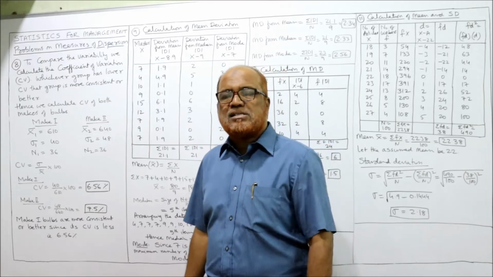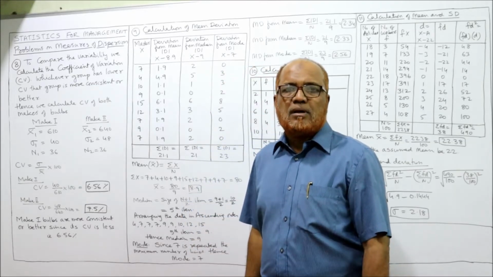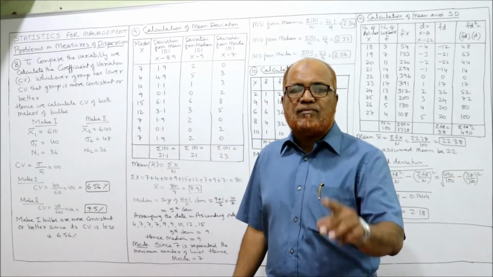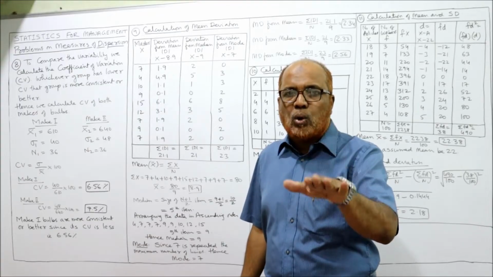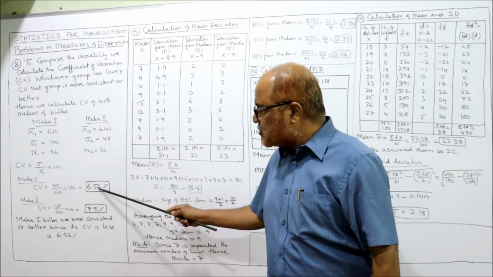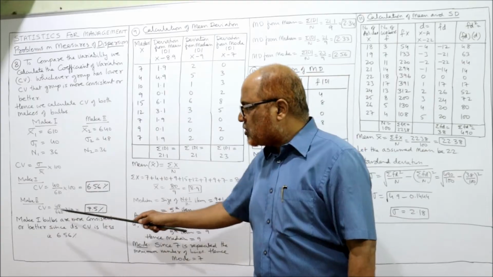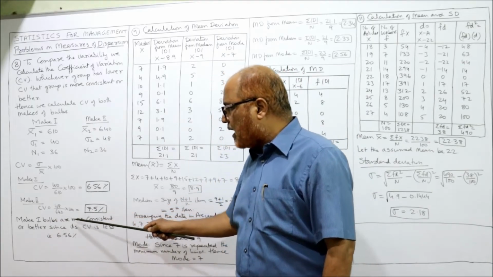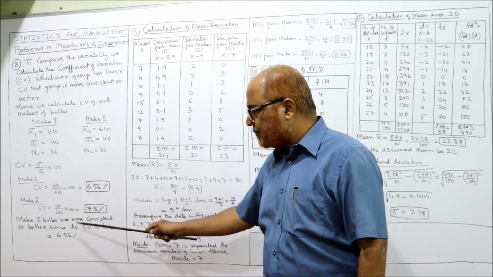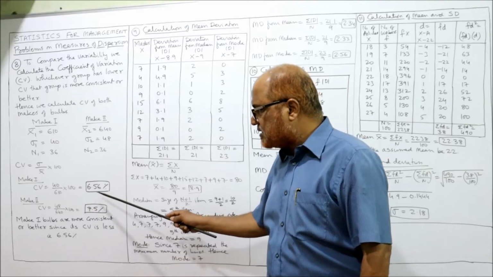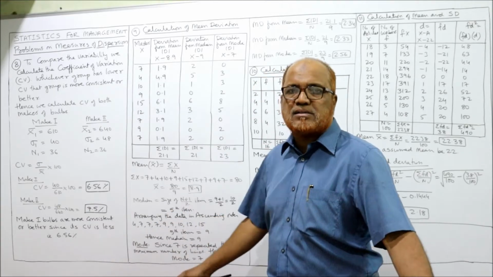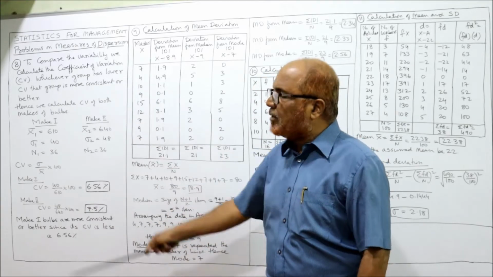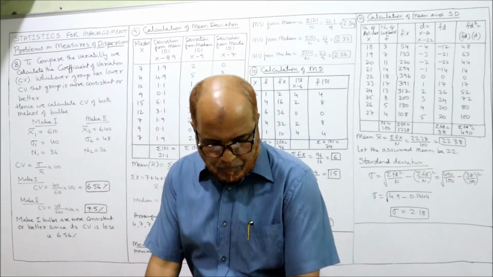We have calculated the CV of both the makes of bulbs. Now compare it and see which make is having lower CV. 6.56 is lower. So we can write make 1 bulbs are more consistent or better since its CV is less, 6.56. That's it. This is the end of problem number 8. Now problem number 9.